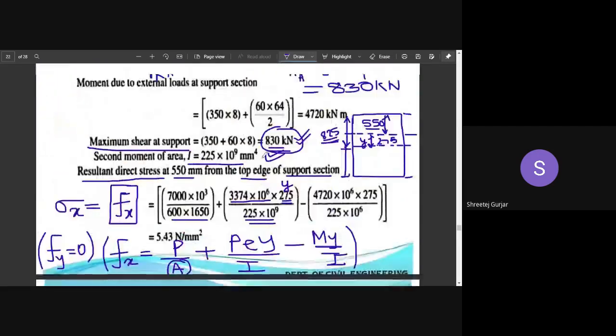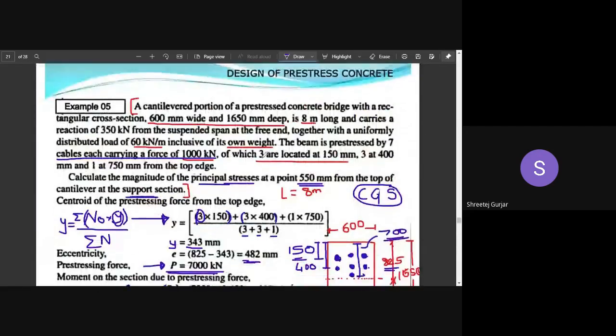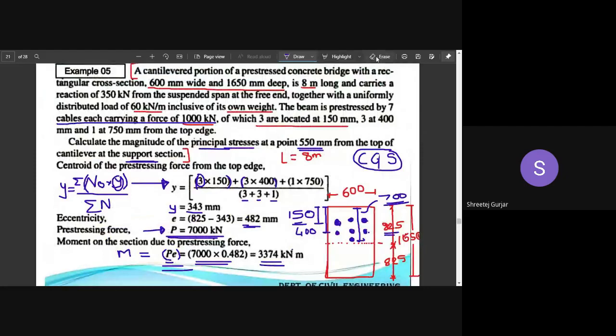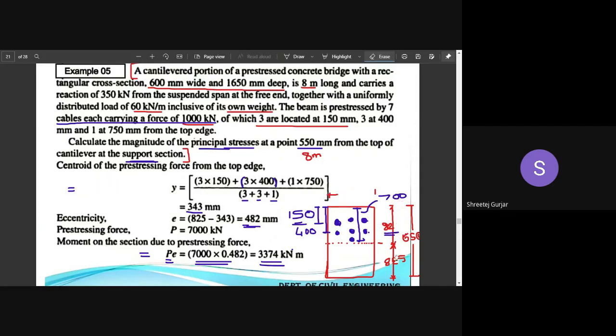So I hope you have understood this particular cantilever problem. If you have not understood any step, please feel free to ask. I will explain once more. I hope you have understood all the steps. Please reply whether you have understood. Shall we move on to the next one? If you have any doubts also, please ask.